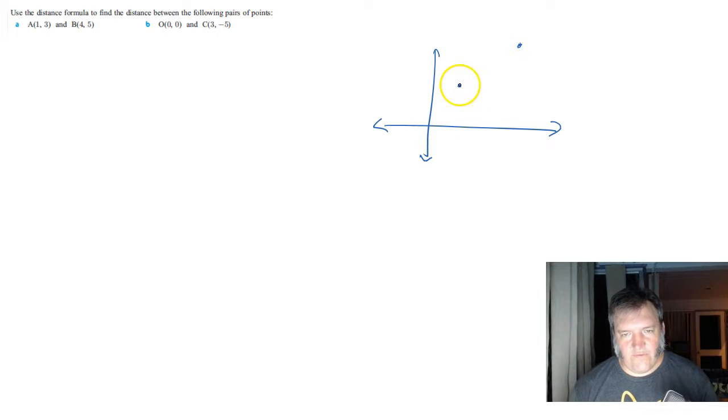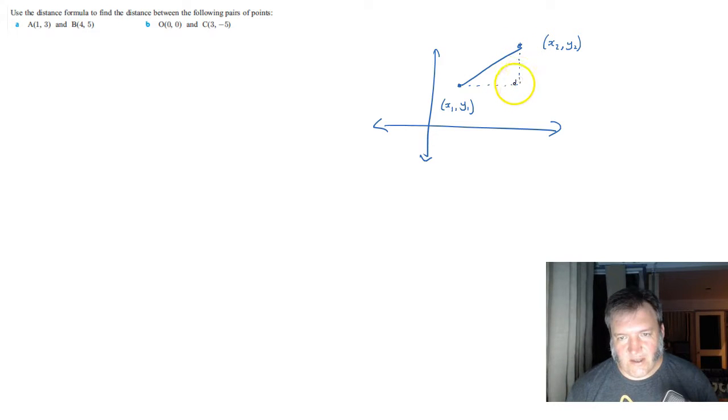Let's say this is my first point, so I'm going to say it has the coordinates x1, the x-coordinate of the first point, and y1, the y-coordinate of the first point. Up here I have x2, the x-coordinate of the second point, and y2, the y-coordinate of the second point. I want to find that distance. The way we do it is we have information about the horizontal displacement of each point, the x-coordinates. We have information about the vertical displacement of each point, the y-coordinates.